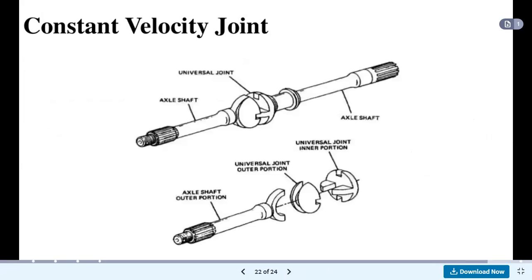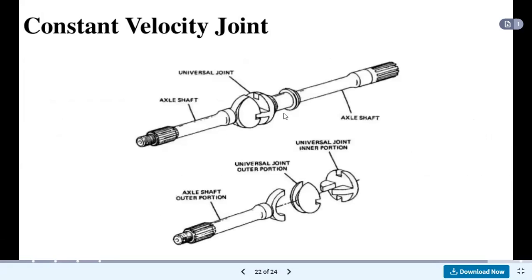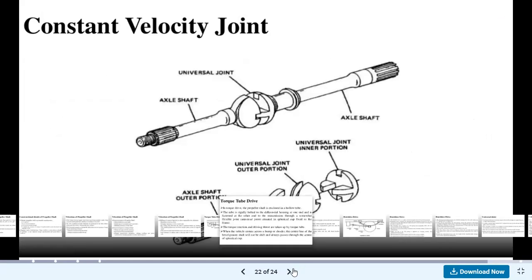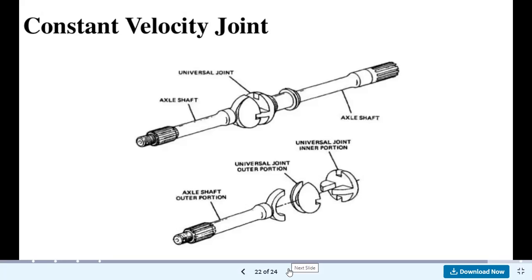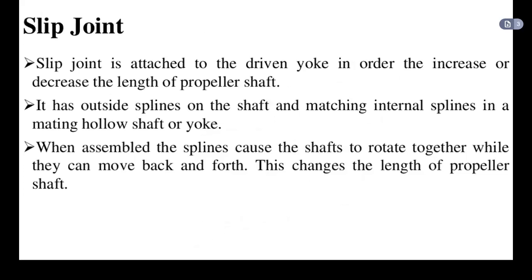If we see the constant velocity joint, this is the diagram. Then this is the axle shaft. This is the universal joint. Then the axle shaft outer portion is shown in the second diagram. Then the universal joint outer portion and universal joint inner portion are provided. So this is the constant velocity joint. And a slip joint is also there.